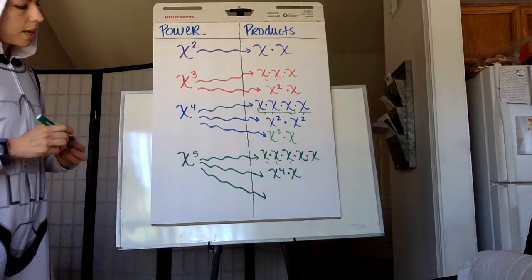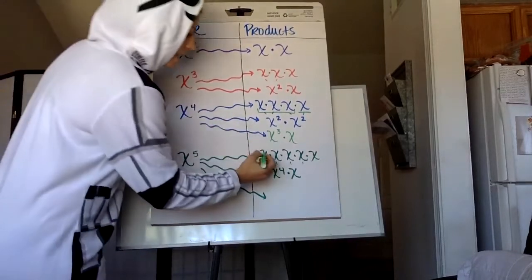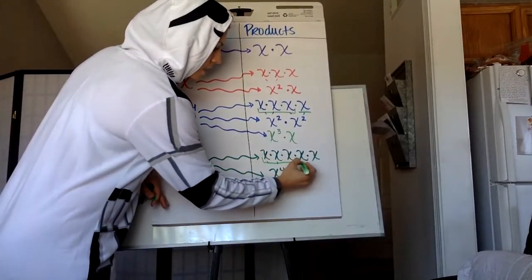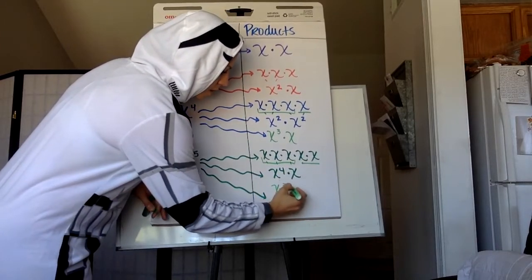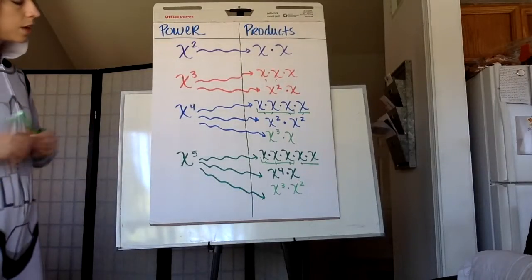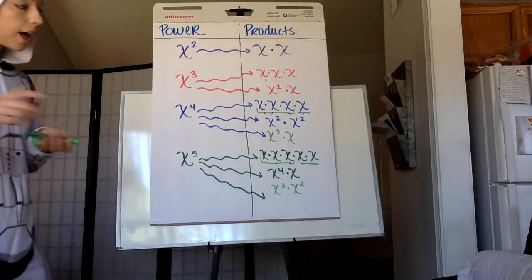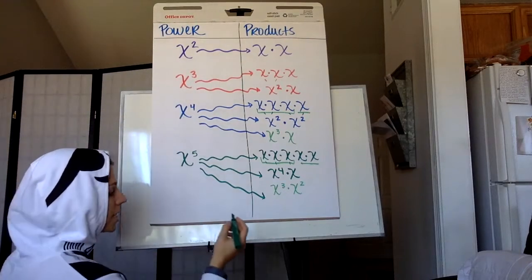What's another way? How about pulling these 3 and those 2? That would be x to the 3rd times x squared. That's another way. Is there another way? Actually, how about this way? There's probably more ways even on top of that.